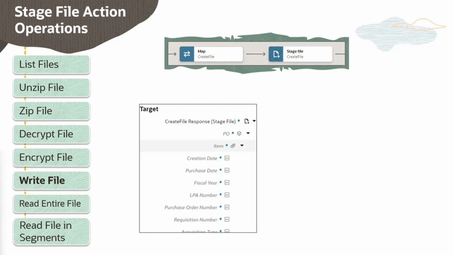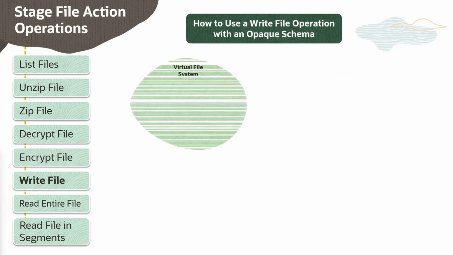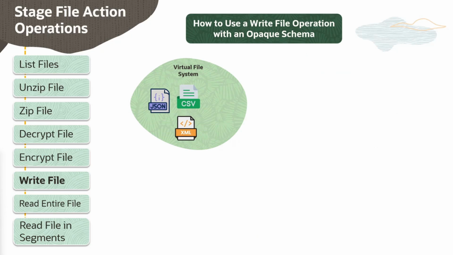In this example, I called the action create file, and I provided a purchase order XML schema of items for the file structure. Here's an example of what you'd see when you choose the EDI document option. In either case, it's up to you to implement the mapping to create the file contents as required for your use case. However, there is another use case to discuss.